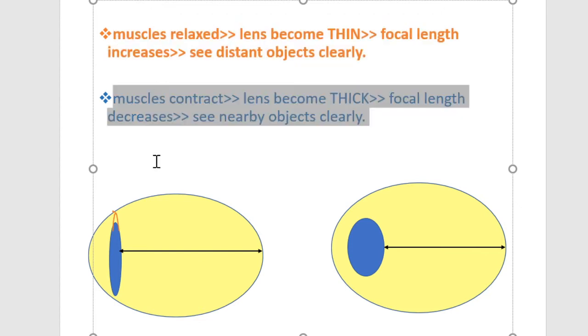If the muscles contract, then the lens becomes thick. If the lens becomes thick, the focal length decreases. If the focal length decreases, it helps us to see objects which are nearby. So this is what you have to remember. When we are seeing something very close by, the lens is thick and the muscles are contracting. This is very important, which you have to remember.